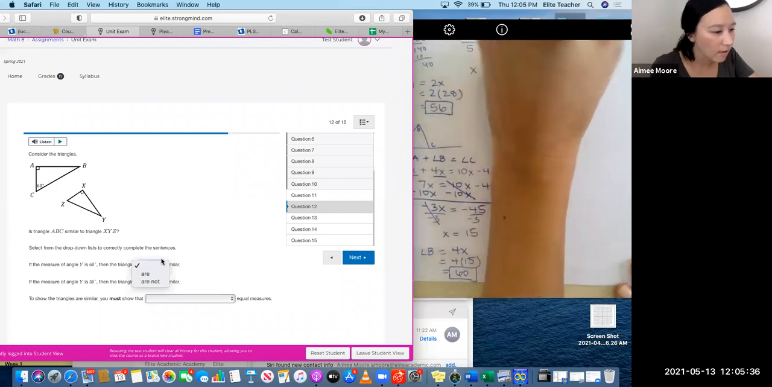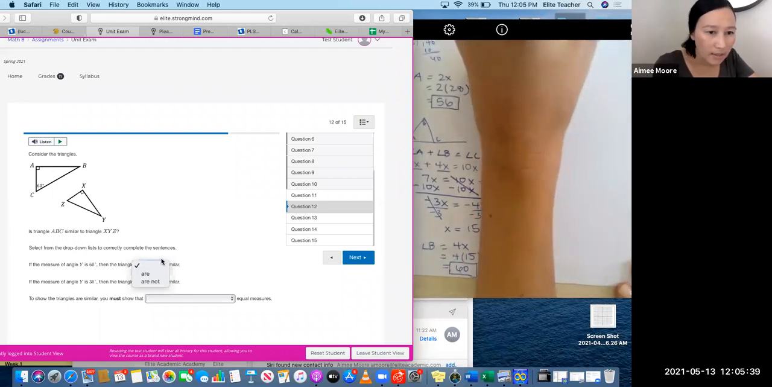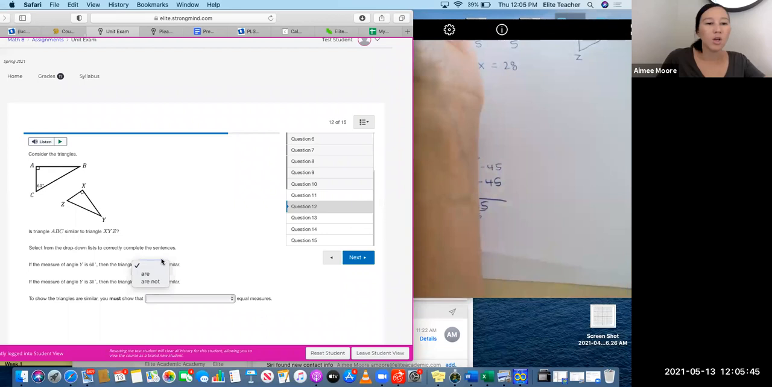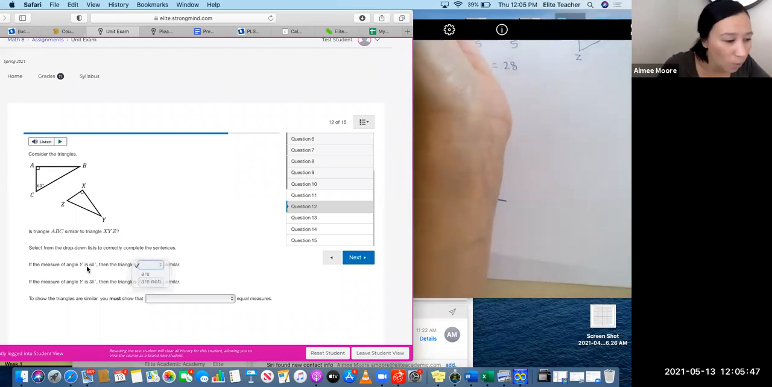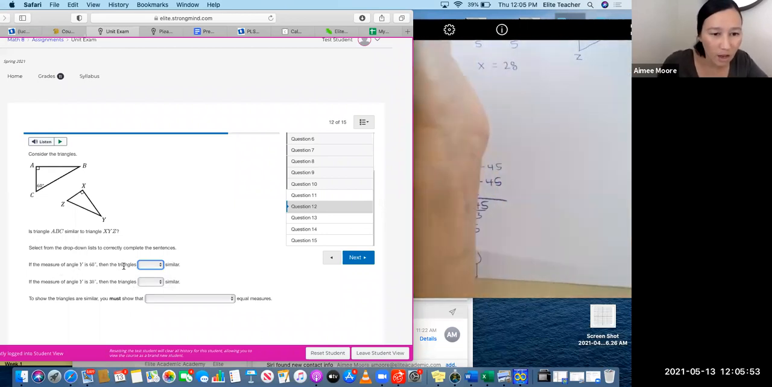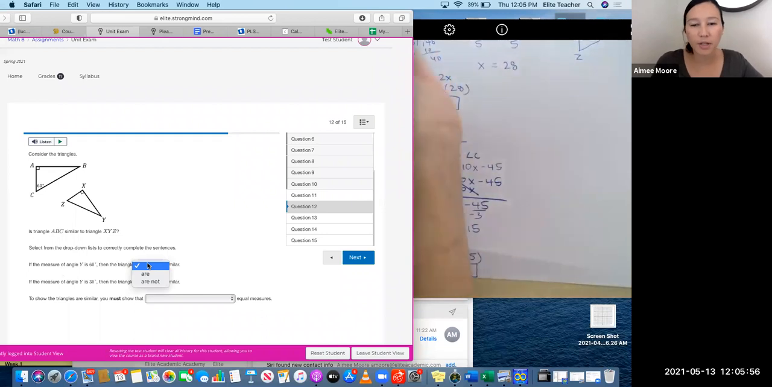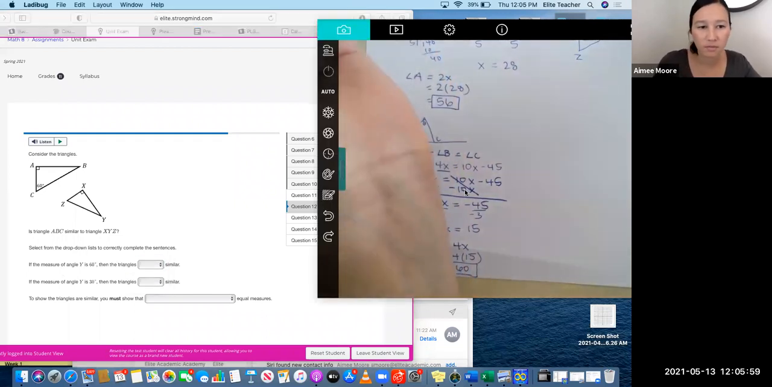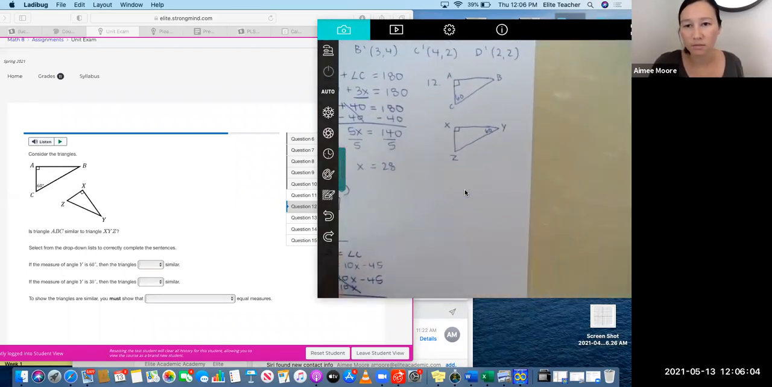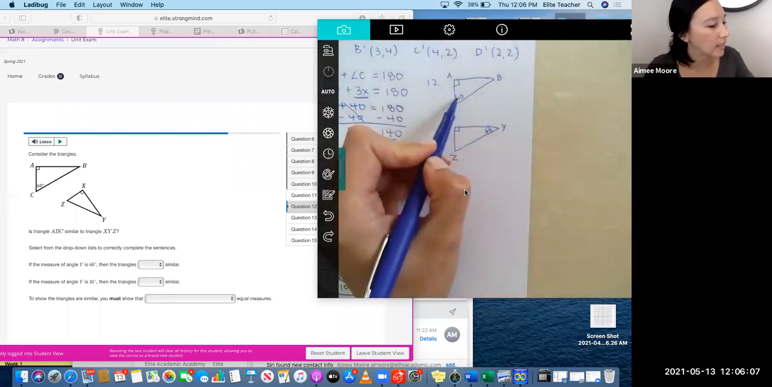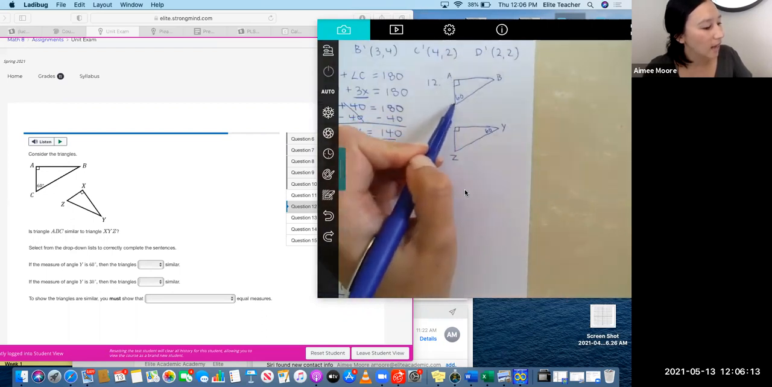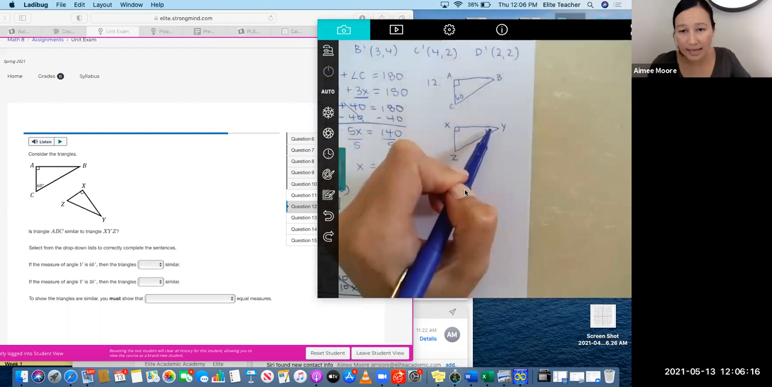And then we have X, Y, and Z. So if the measure of angle Y is 60, so if this one over here is 60, are the triangles similar or are they not similar? So if this angle C is 60 degrees on this one, the right angles, these corresponding angles are equal, but this angle C is 60 and this angle Y is 60.